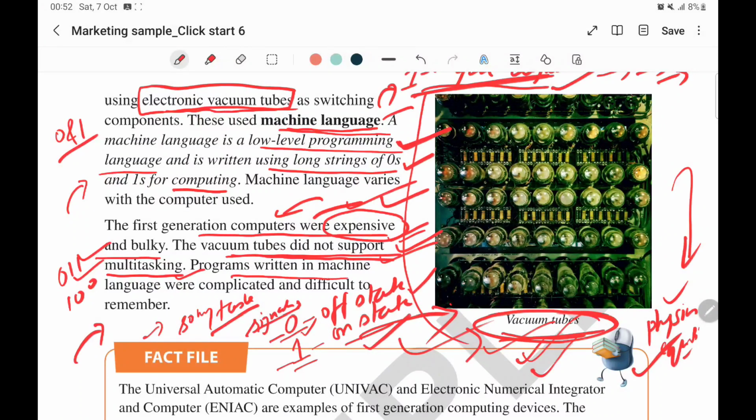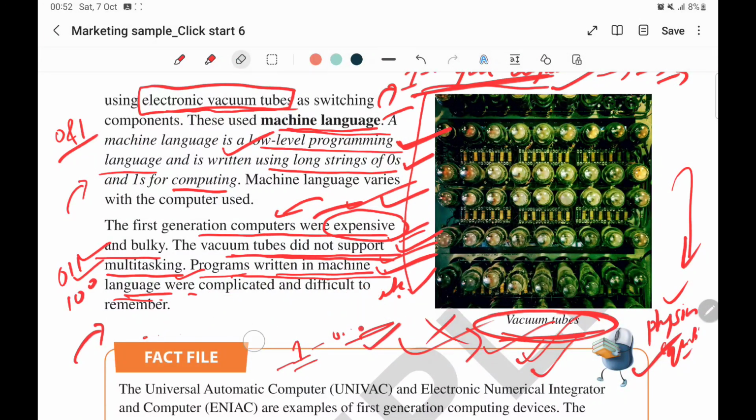And also the programs written in machine language, which was the computer language at that time, one of the kind of low level languages, so whatever programs or codes were written with the help of machine language were also very complicated. There was a mixture of so many algorithms. So it was very much complicated. It seems to be very hard.